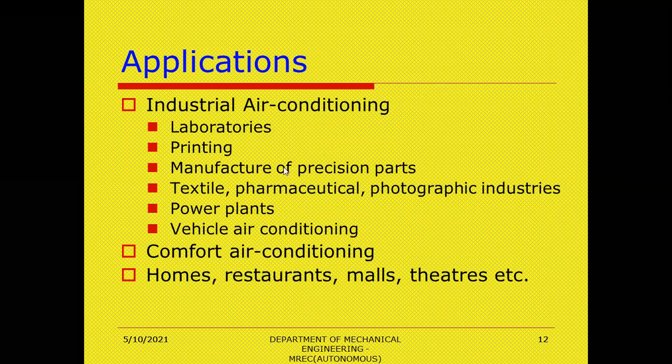Okay, leave that. Next, textiles, pharmaceuticals, photographic industries, power plants, vehicle air conditioning. So these are the various types of industries. Apart from these there are many more where you are using industrial air conditioning. Comfort air conditioning. Next, home, restaurants, malls, theaters, etc. So like this, we are using various types of applications where this air conditioning and refrigeration system is used.